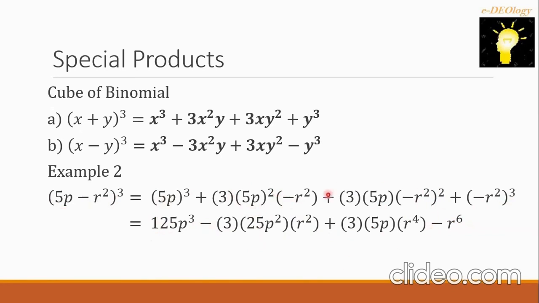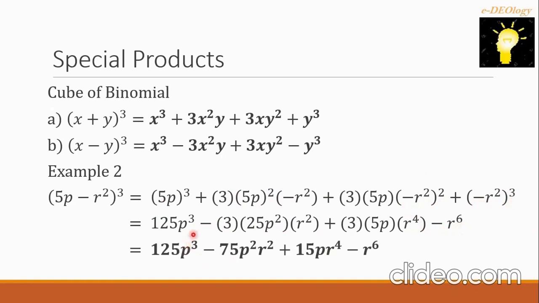And then on the third term, we simplify this negative r squared and then squared. It becomes r raised to 4. The negative sign goes away. Now for the last term, negative r squared raised to 3, the negative sign remains because it is an odd number, and then the r is now raised to 6.